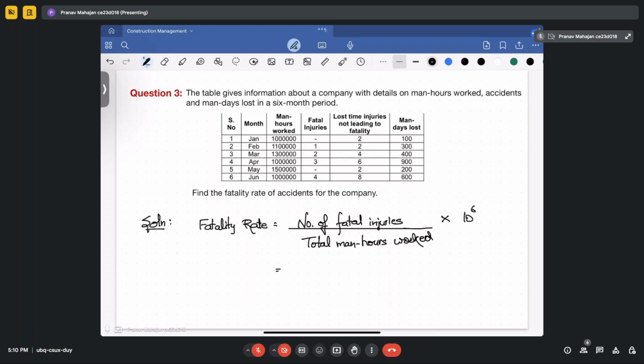Okay. So how many number of fatal injuries are there? 4 plus 3 is 7, plus 2 is 9, and plus 1 is 10. So 10 divided by number of man hours worked. If we calculate, it comes out to be 6.9 into 10 power 6. So from this, you will get the value of fatality rate equal to 1.449, and you write it as 1.45. Okay, so it has a fatality rate of 1.45.